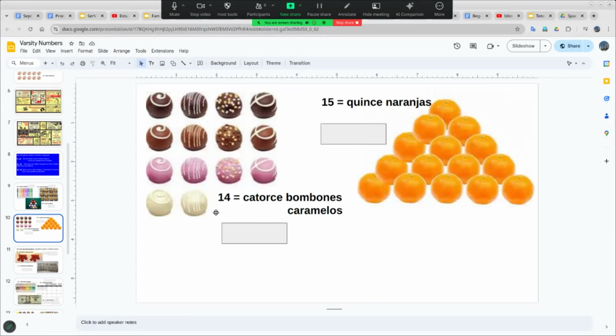14. 14 bombones. 14 caramelos. Those are 2 words for candies. 14 bombones. Bombones. 14 caramelos. Bien? Caramelos. Okay. A ver.